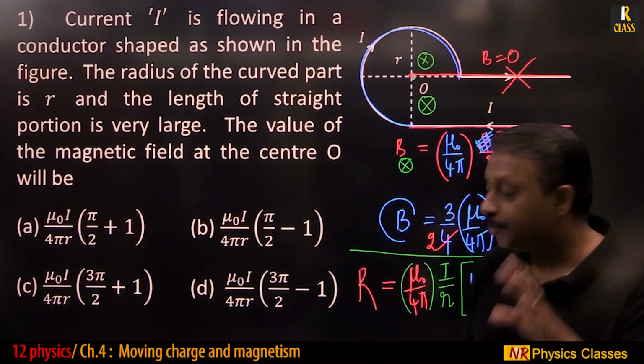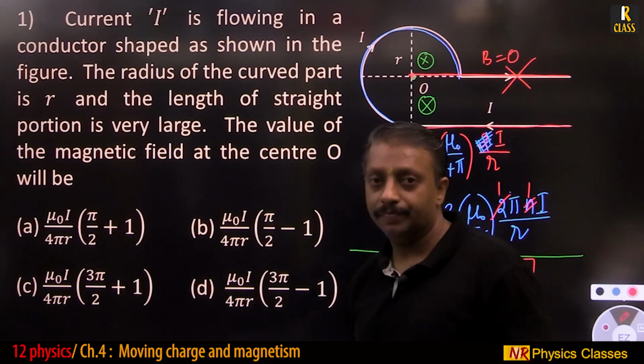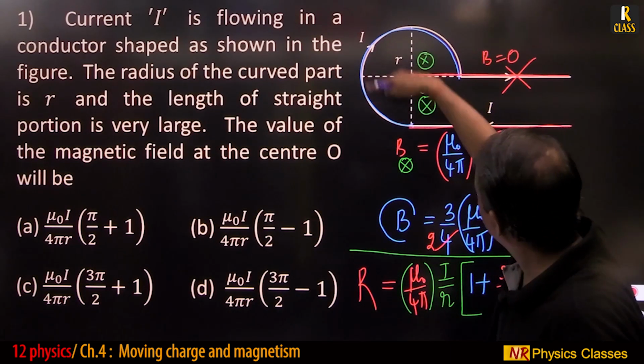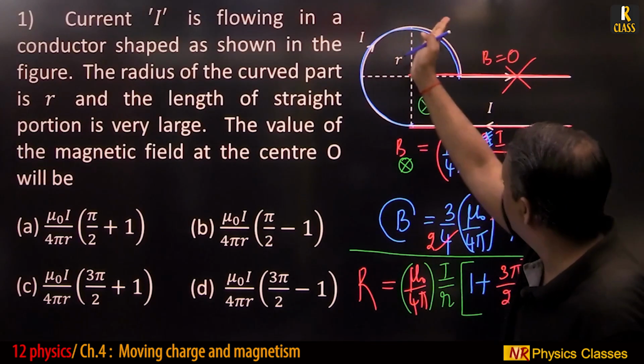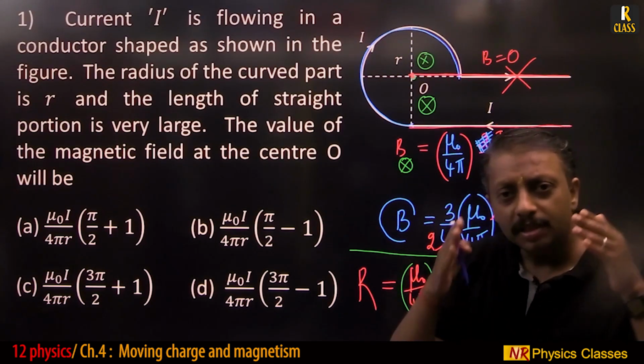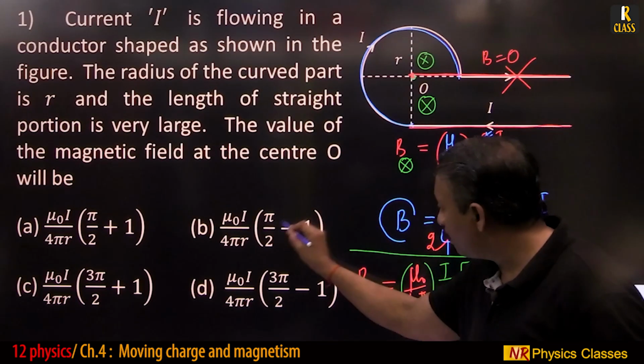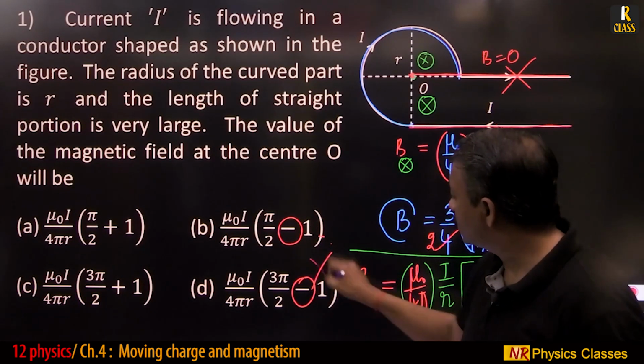Now, why did I choose this and not the others? Why did I drop these two? Since it is clockwise, the magnetic field should be in the same direction, which means the vector sum is plus. There is no plus here, so just drop it.